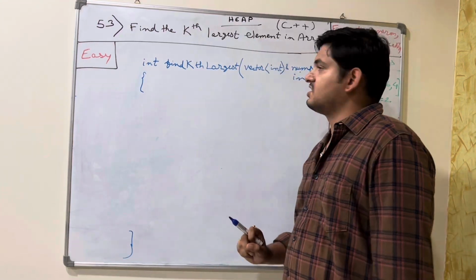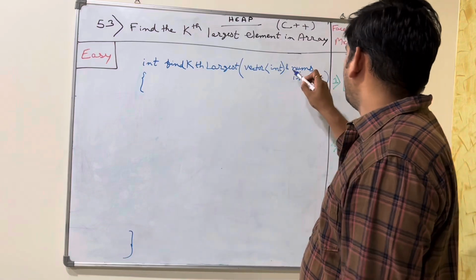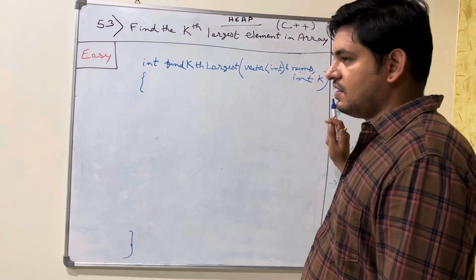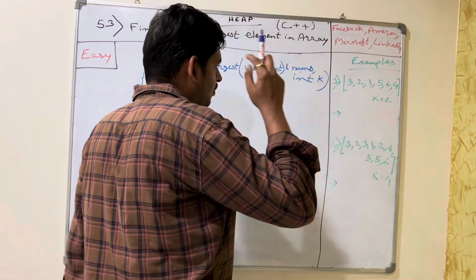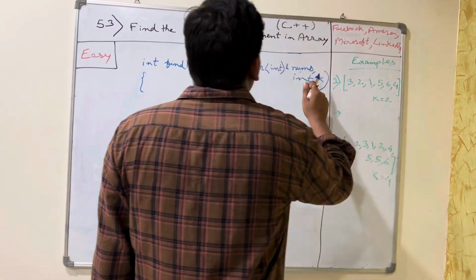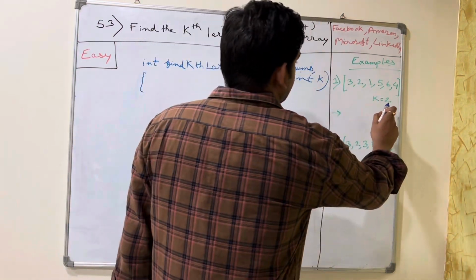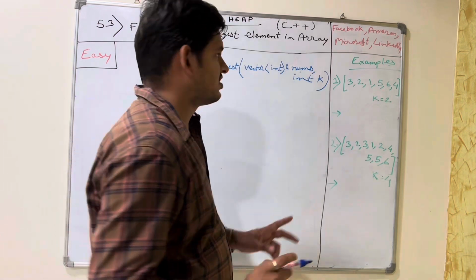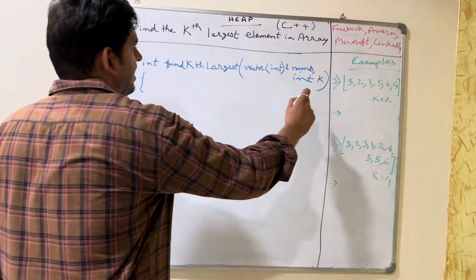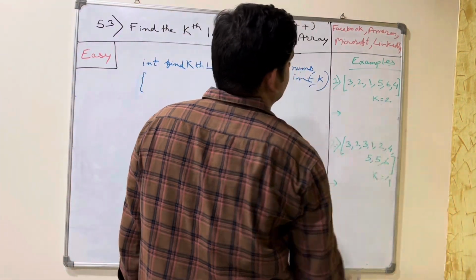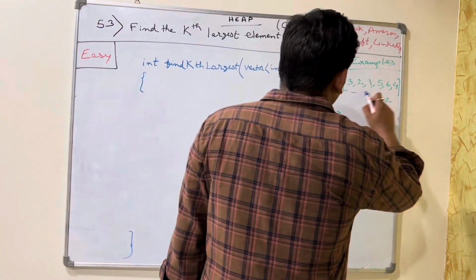Find the kth largest element in an array. We are given a nums array. You can see this example: 3, 2, 1, 5, 6, 4, and we are given k. Here in this example, we need to find the second largest, the kth largest element in the array, where k is a variable. So we need to find the second largest element in this array.